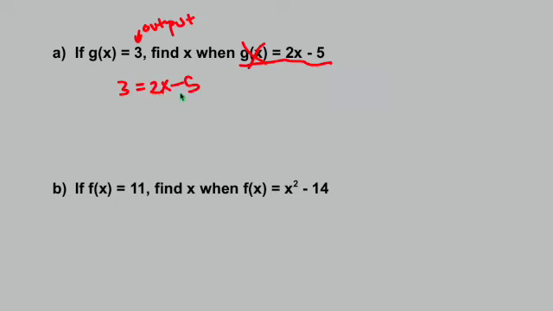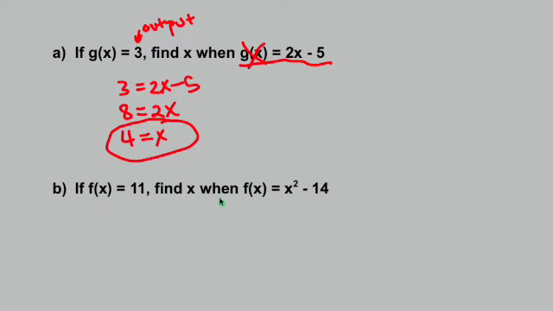If I go ahead and add 5 and add 5, I'm going to get 8 equals 2x. And if I divide both sides by 2, I get 4. So we now know that x equals 4. Problem solved. So we knew the output was 3, and now our input would have been 4 in this case here. Let's go to another one.